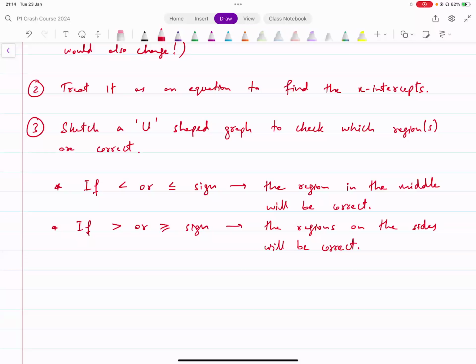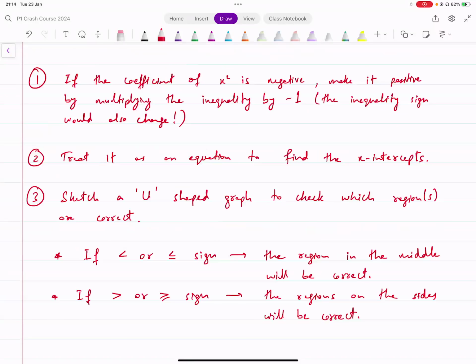Now, let me repeat. How do you solve an inequality? This is a process that you can use for every kind of quadratic inequality. If the coefficient of x squared is negative, you make it positive by multiplying the whole inequality by the negative sign. That will also change the inequality sign, remember. This is only if the coefficient of x squared is negative. Mostly it would be positive already. In that case, you move on to the second step. Otherwise, you don't do anything with that.